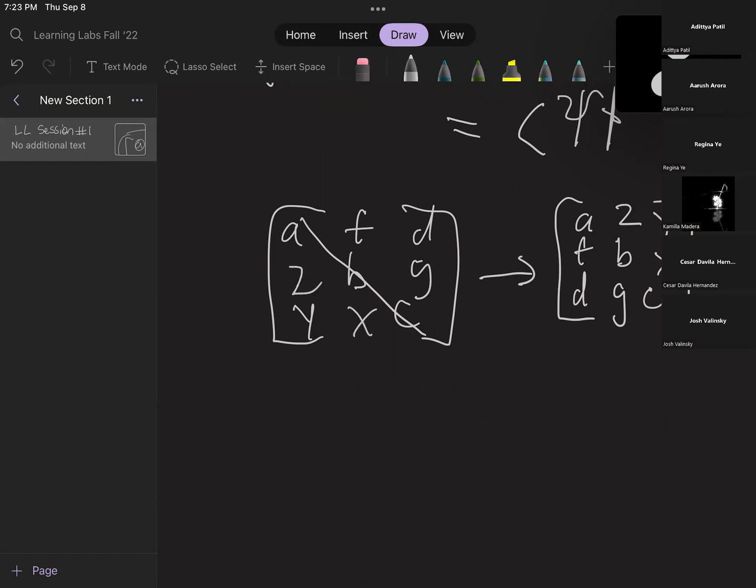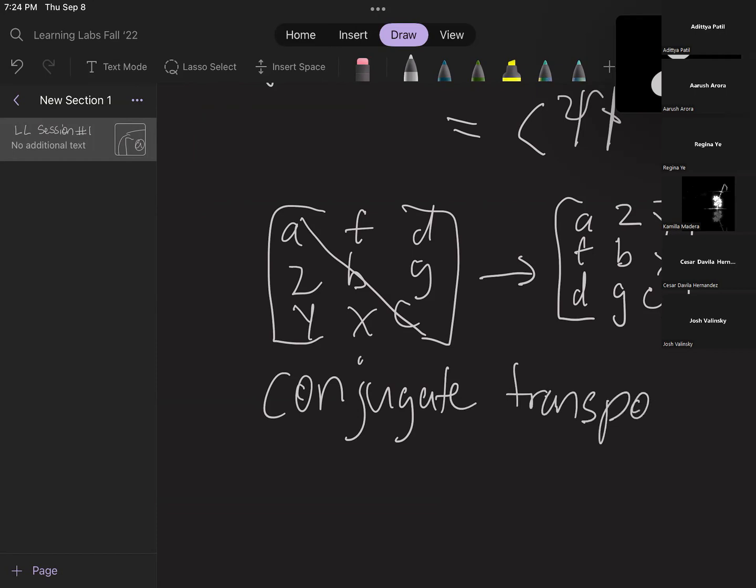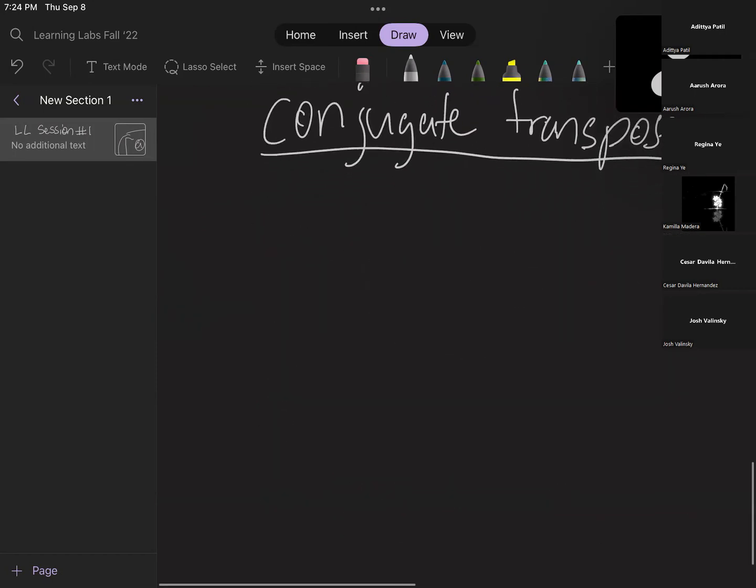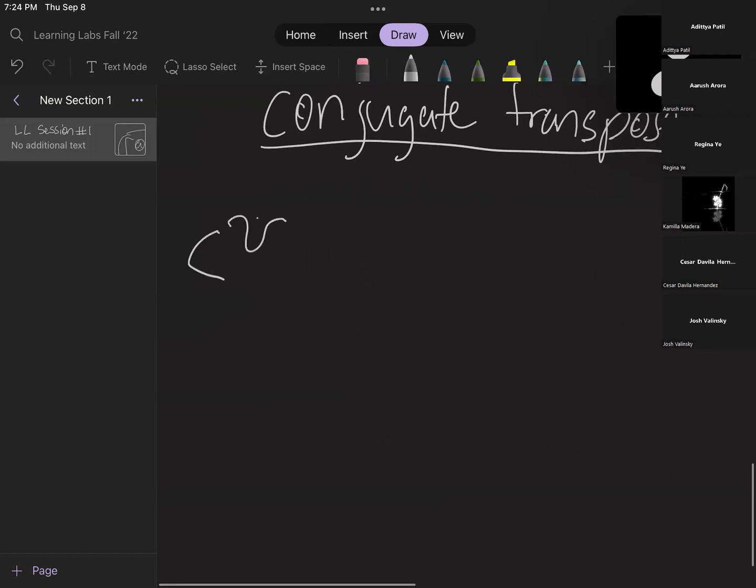Okay, so this is what it's supposed to look like, and thank you for correcting me. This is called the conjugate transpose, so let me write that. So this is what's known as a conjugate transpose. If you want to flip a state in a bra to a state in a ket, you have to take the conjugate transpose. Since we have a 2x1 matrix up here, if we want to take the bra of that, we can do it this way.